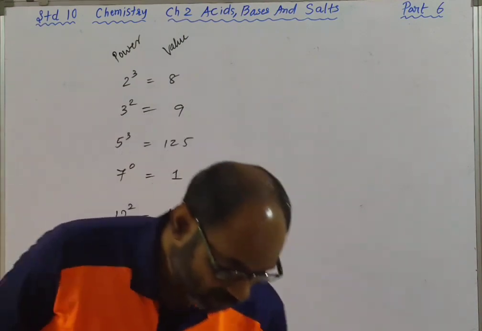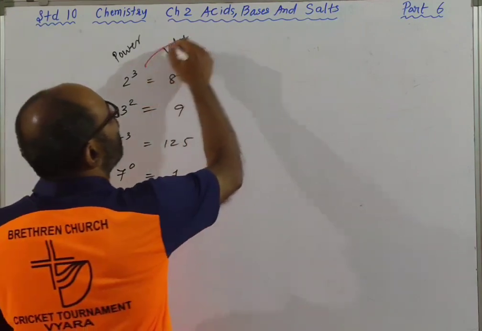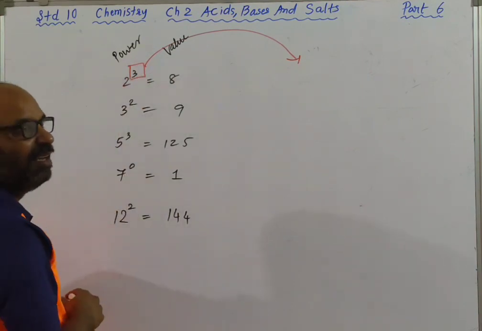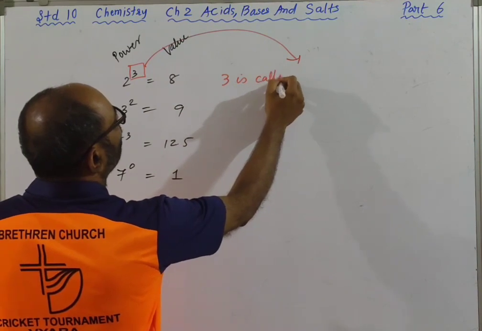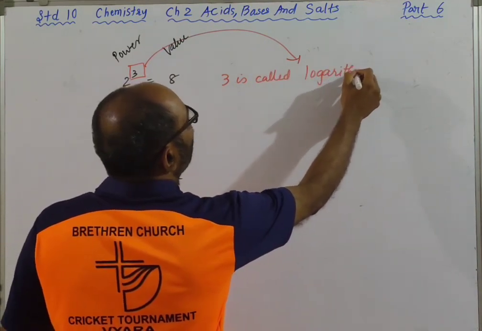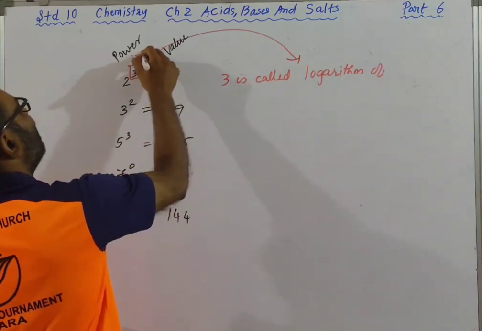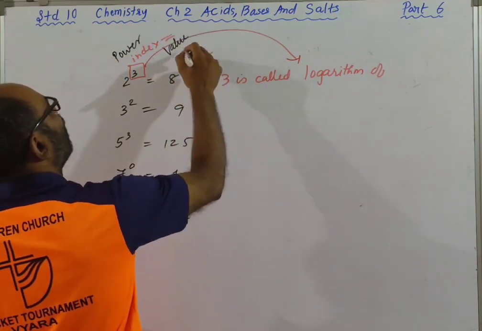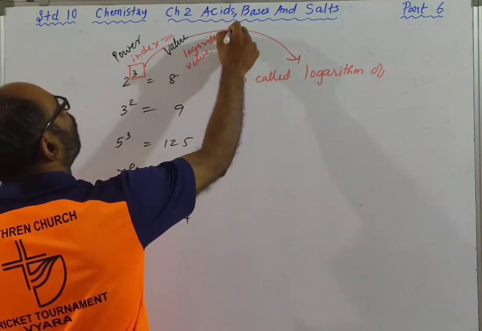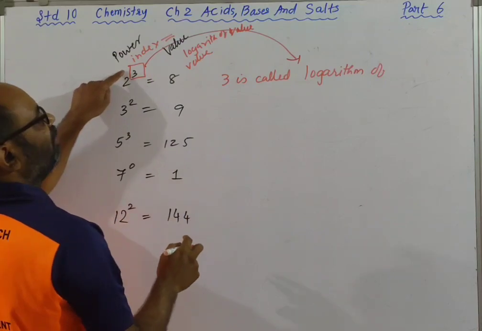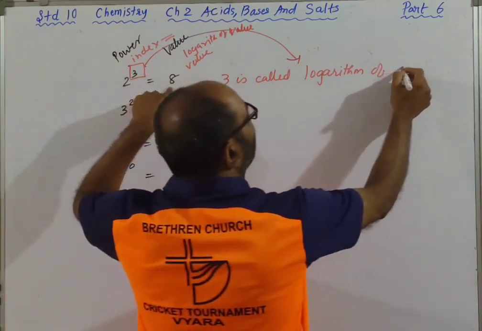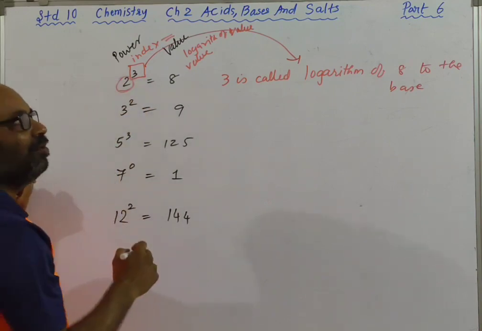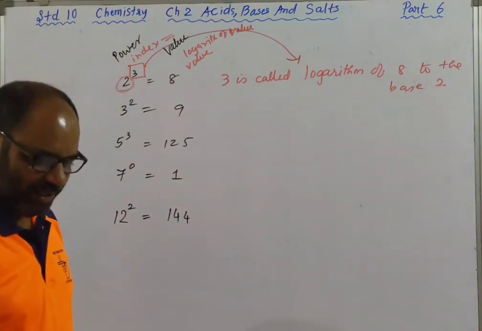Children, now mathematicians gave this also a new form. All right. What is the index here? 3. They said that 3 is called logarithm of the value, logarithm of 8 to the base. What was the base here? 2. To the base 2. That is how it is written.